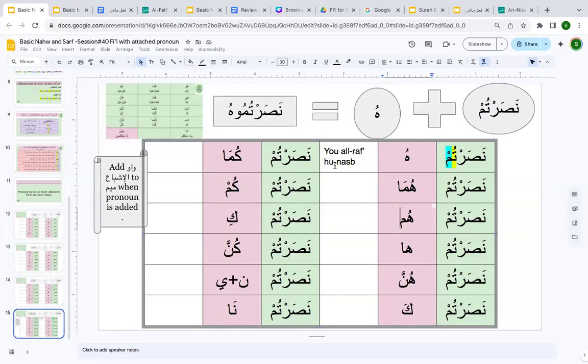Yes, there's some crazy stuff going on here as well, but when you have to practice, you have to practice, right? You have to master it. There are some things that are not making sense here, but just bear with me and try to learn it at this stage. Your job is to know that these ha pronouns, when they come attached to the fail, are going to be the detail and they are going to be nasb status. And with that, I will end the session.